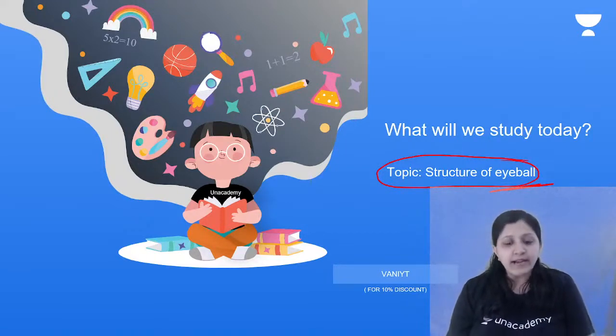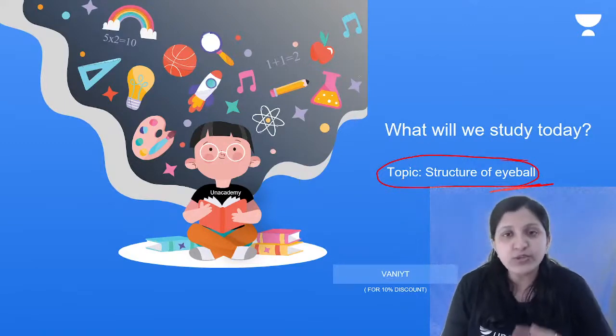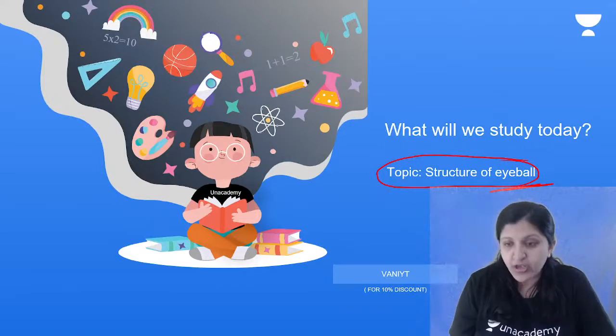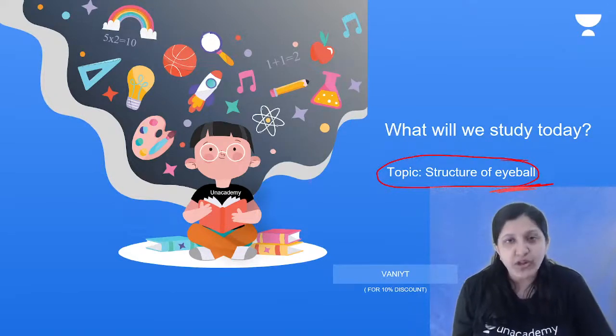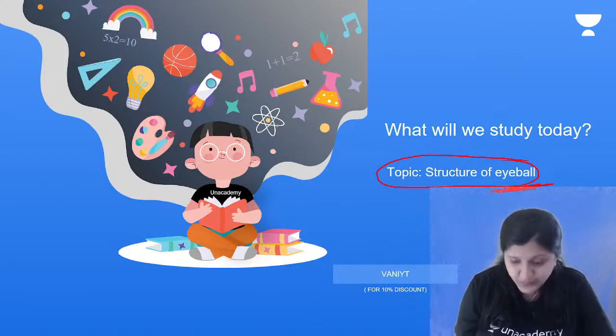Other than that, the ear, the sense organ, we will be discussing that also. So today's class is only about the structure of the eyeball. The defects and all we will see in the upcoming classes.